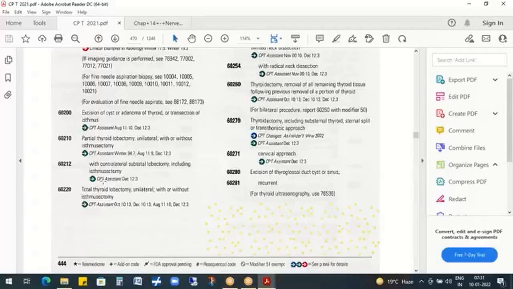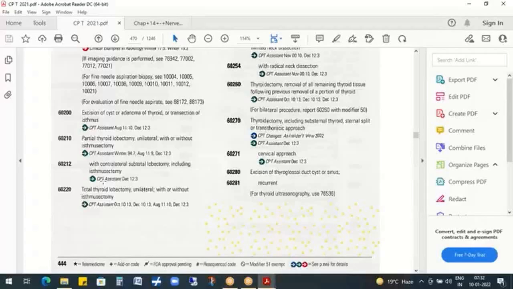Partial thyroid lobectomy, unilateral, with or without. After that, semicolon is there or not? Yes, sir. Partial thyroid lobectomy unilateral with contralateral subtotal. One partial thyroid lobectomy means what? On right side or left side they removed half. Contralateral means what? Opposite side. Yes. Opposite side also they removed half.